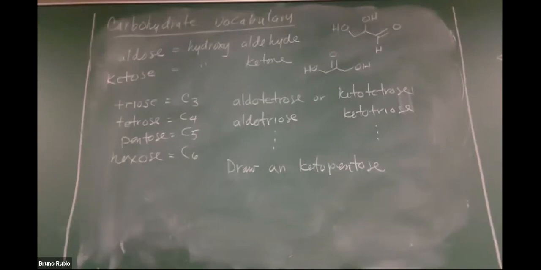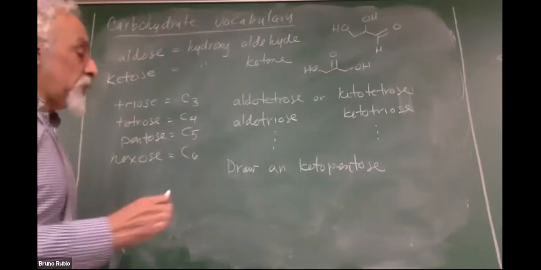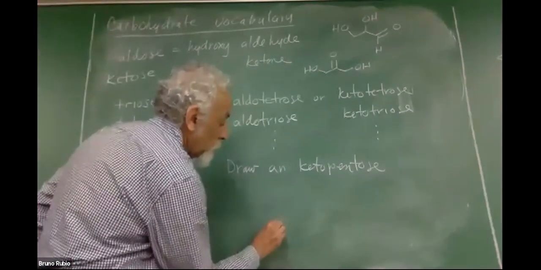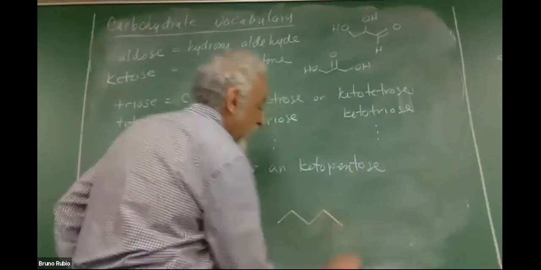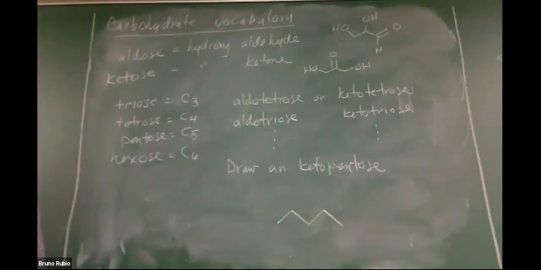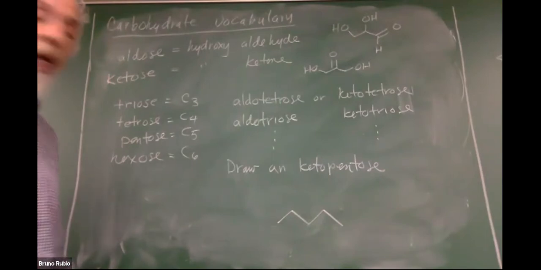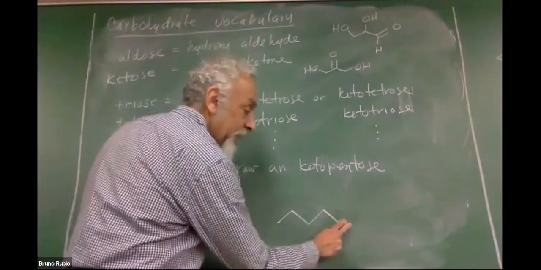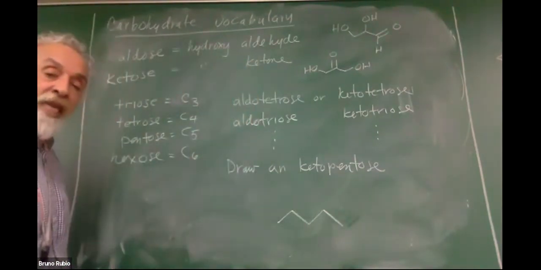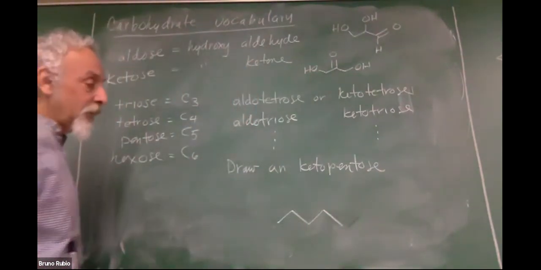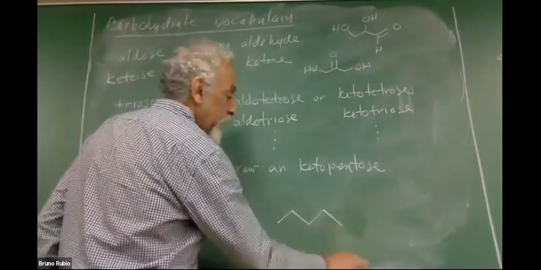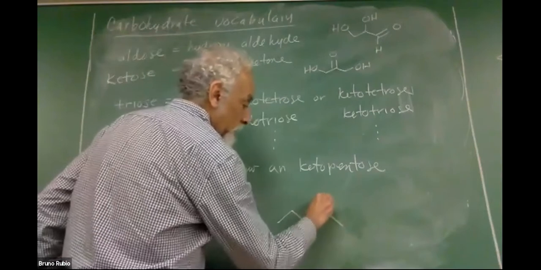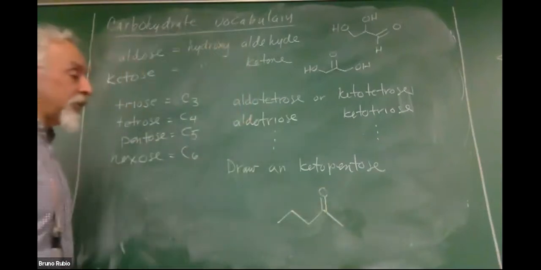Did you come up with one? Okay, so 5 carbons. 1, 2, 3, 4, 5. And now it's going to be a ketone, so I'm going to have to put a carbon-oxygen double bond somewhere, but I'm not going to put it here because that is going to make it an aldehyde. So I could put it there or there or there or there. Let your imagination run wild. So I'm going to put the ketone functionality there.